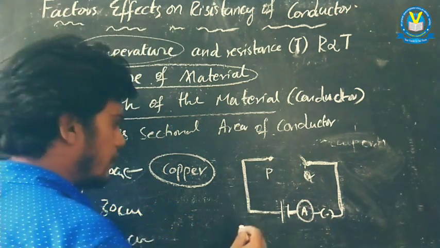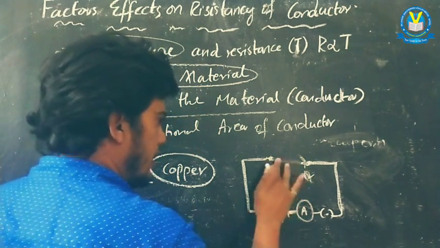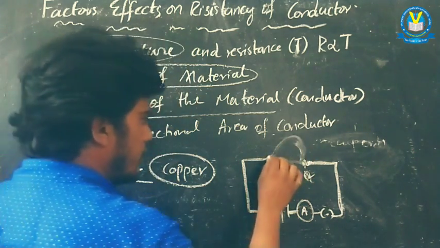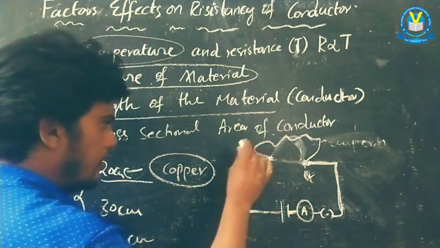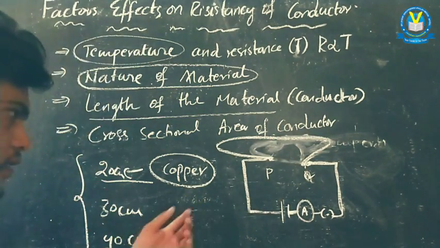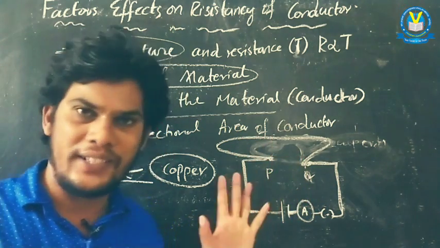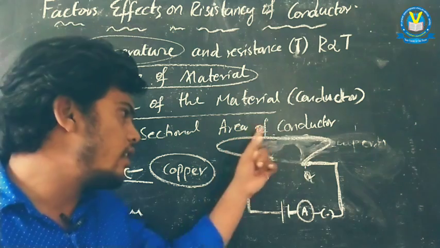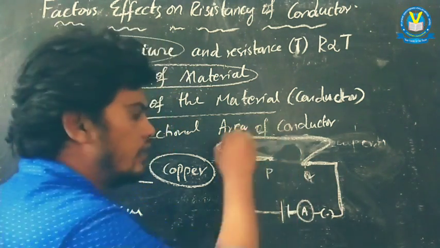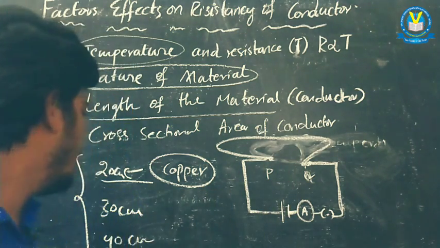First I will take a 20 centimeter conductor and connect it like this between points P and Q. Again I will take 30 centimeters, later 40 centimeters, and later 50 centimeters. So I will take different lengths and replace them between the points P and Q, connecting the conductor ends to these two points. While I am connecting these different length wires, I will measure the resistance across the ends of the conductor. Then I will get different values.